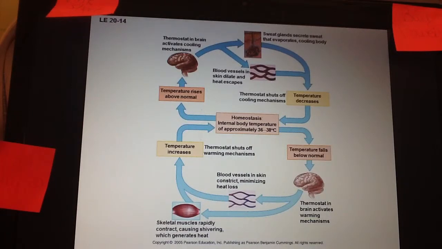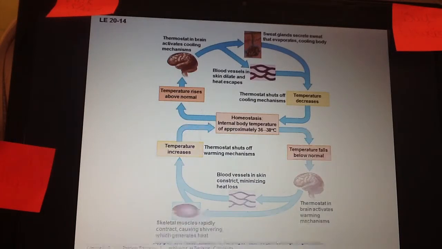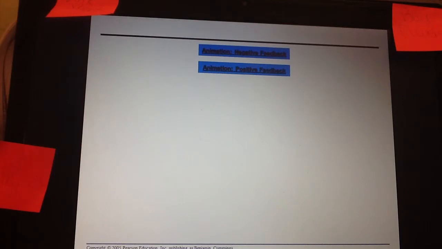We're going to work our way through every single body system in the body and look at how they maintain homeostasis, and what their trigger mechanisms are overall. We are done for now.